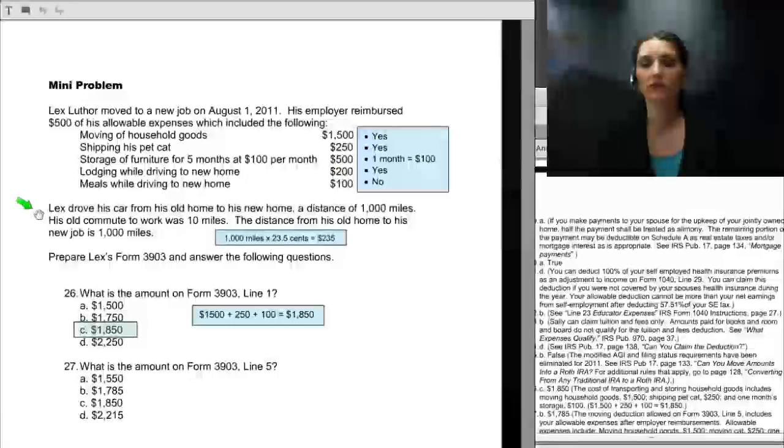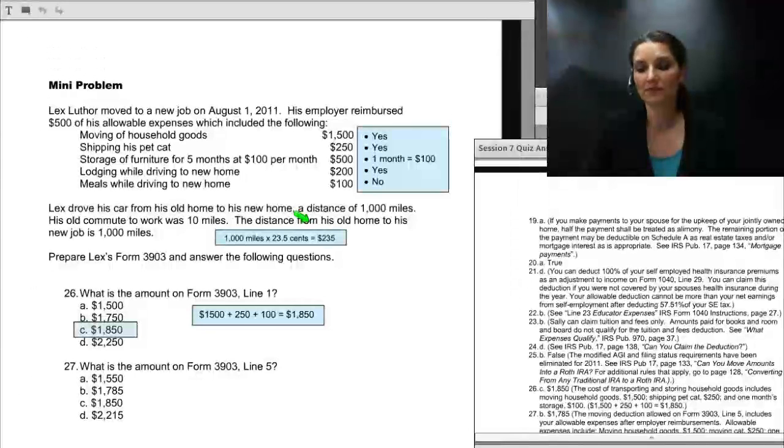Lex drove his car from his old home to his new home, a distance of 1,000 miles. His old commute to work was 10 miles. The distance from his old home to his new job is 1,000 miles. Well, we need to be able to show that his commute from his old home to his new job is more than 50 miles farther than from his old home to his old job. So we see that we passed that test. The next thing we look at is how many miles did he move? It was 1,000 miles. And he would be able to claim a deduction of 23.5 cents per mile, and that gives us $235. So let's take a look at his finished 3903 form.